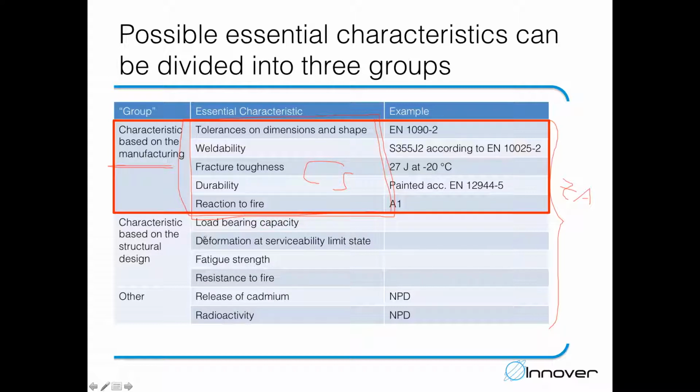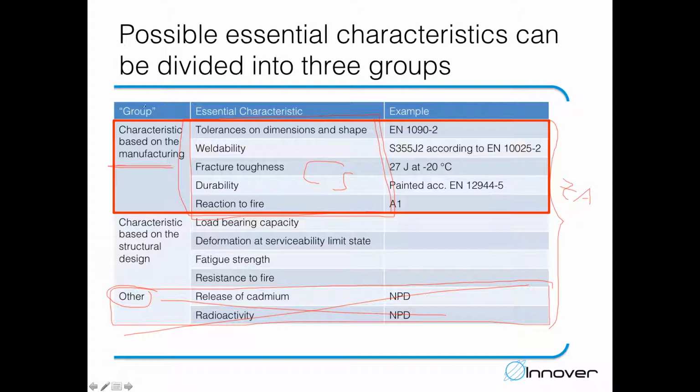These are characteristics that we are actually not going to talk too much about in this training video, and we're going to go over them later, but these don't really affect the manufacturing process that much, as these only relate to the structural design, not the actual manufacturing that the CE marking is concerned with. And then we have the last group. We didn't even go over this group in the example, because the release of cadmium and radioactivity are always declared as no performance determined, or NPD. So you can just basically forget these two essential characteristics as they will always be NPD.